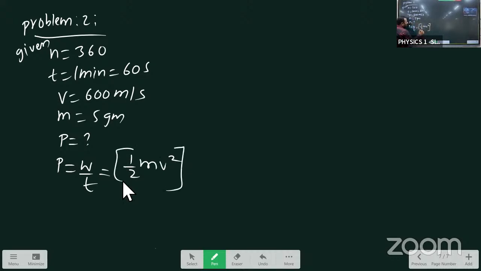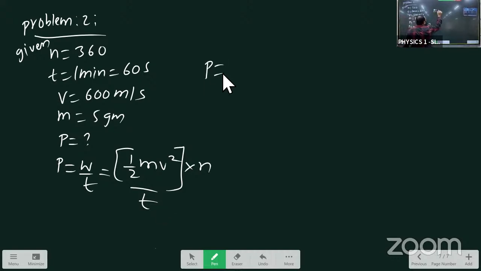This is the kinetic energy of a single bullet. How many bullets are there? 360 bullets. That's why we are writing n bullets. Half mv square is the kinetic energy of each bullet. Total how many bullets are present? n bullets. So half mv square into n divided by time t. Why are we not writing mgh? If you remember, you are getting doubt. Because in the previous problem we wrote mgh. Here the machine gun fires at 600 meter per second. Any depth term is not there, anything is not there. That's why work converts into only kinetic energy.